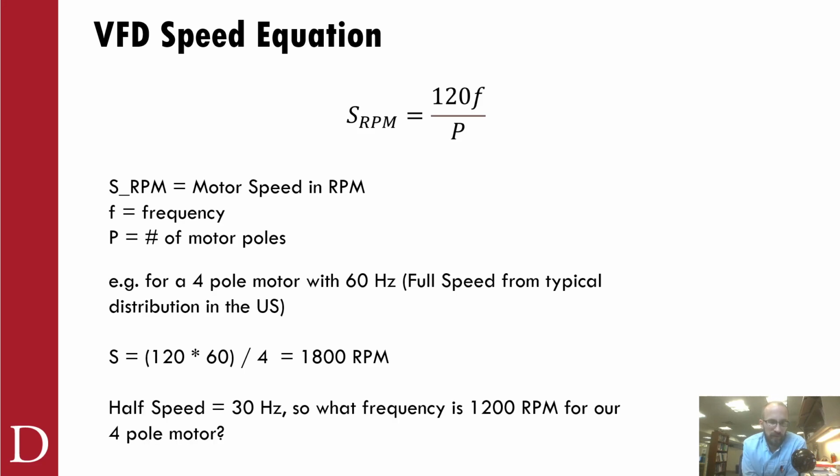If I give it 30 hertz, what would I get? Well, I put 30 in for this. That gets me 3600 divided by 4, gets me 900 RPM. So that's half speed of 1800. What about 1200? What frequency would that be? Well, I could put 1200 here. So 1200 here, divide both sides by 120, gets me 10 times 4, gets me 40 hertz for that speed, or frequency for that 1200 RPM speed.